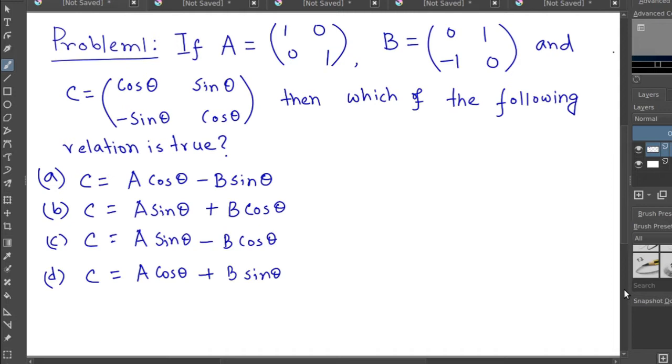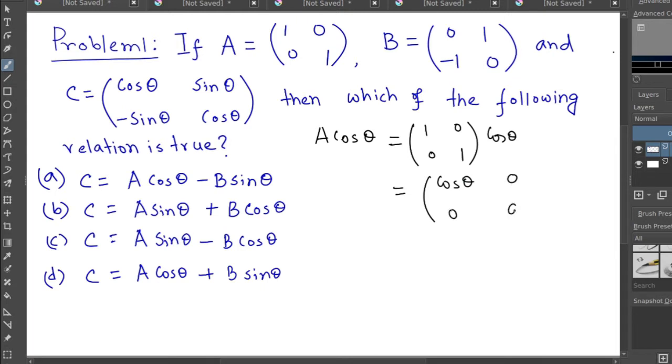Now you can see all the options are given: either you need to calculate A cos theta, A sin theta, or B sin theta, B cos theta. So first let's start with calculating A cos theta. We will go by option. Okay, first let's calculate A cos theta, which is 1 0 0 1 into cos theta. Since cos theta is a real number, the multiplication will look like this: cos theta 0 0 cos theta.